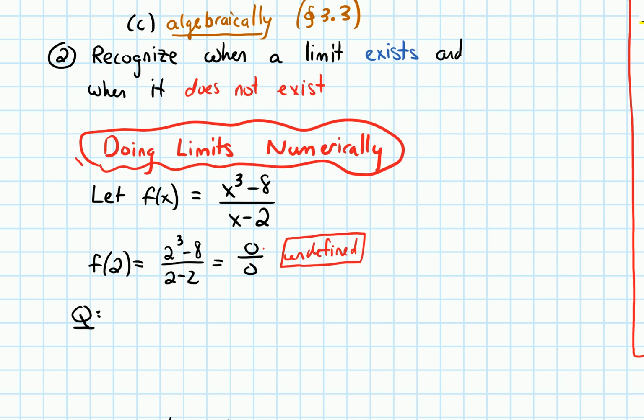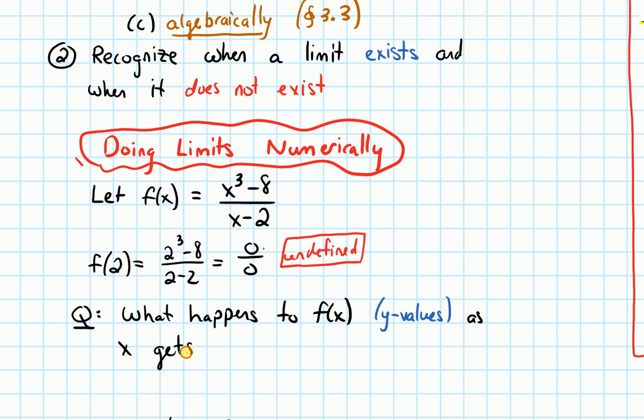So a question that I want to ask is, well, I can't plug 2 into this, but what happens to the function, to f of x? Specifically, what happens to its y values as x gets close to 2? Because exactly at 2, we have a problem. It's undefined because the denominator is 0. But what's happening close to 2? As x gets close to 2, what will happen to f of x?